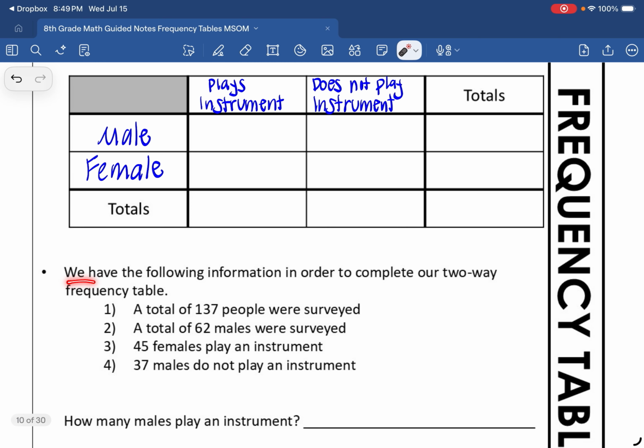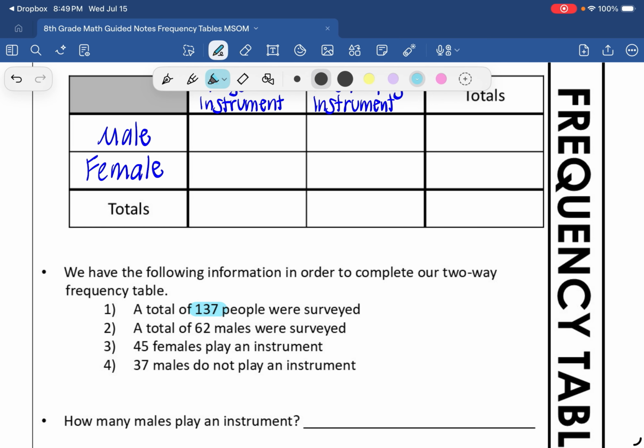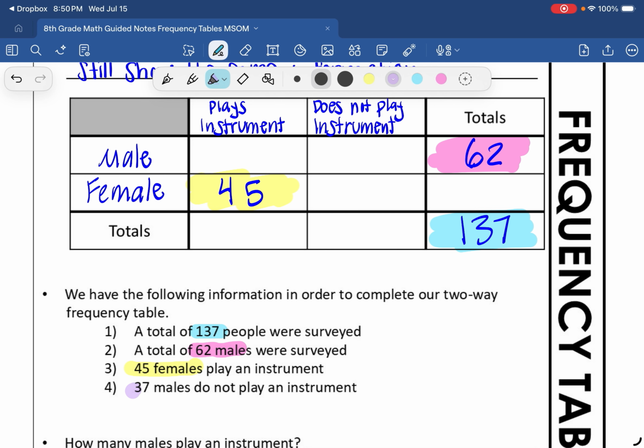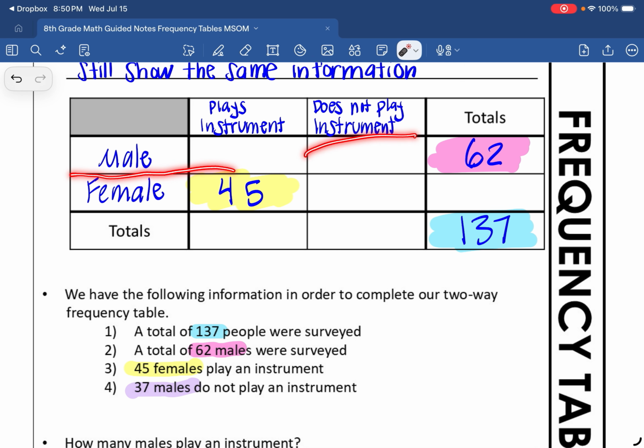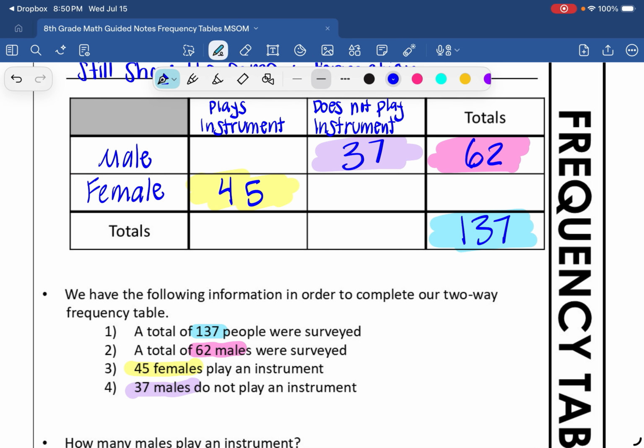We have the following information in order to complete our two-way frequency table. It says a total of 137 people were surveyed. So the total surveyed is going to be right here, the total totals. A total of 62 males were surveyed. So that's going to be the male total. So we'll put 62 there. 45 females play an instrument right here. 37 males do not play an instrument. So male and does not play will be right there. So that is the information that I know.